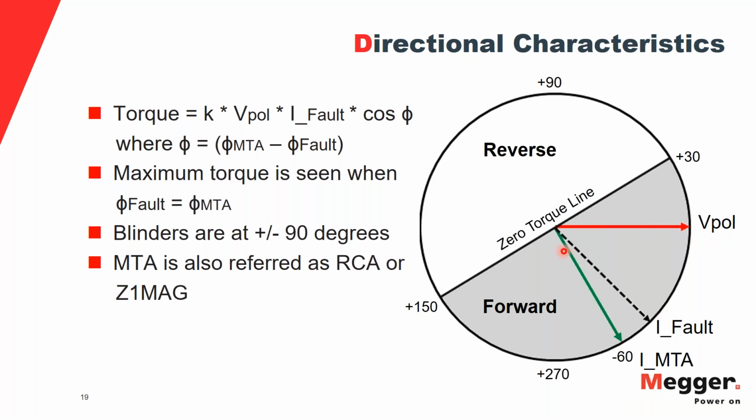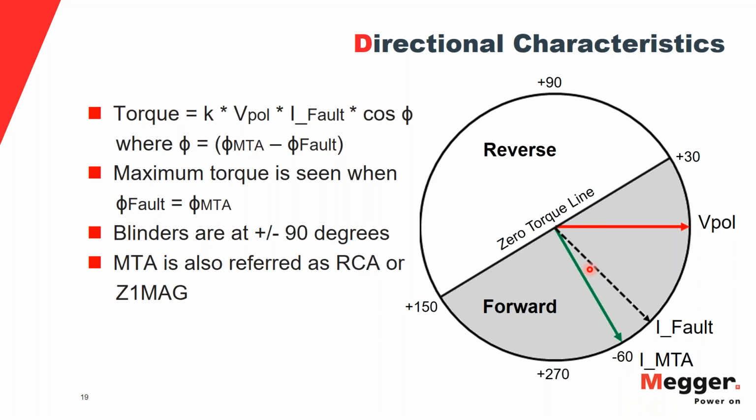So I have decided my polarizing voltage here. In this example, my fault current is somewhere here. And then there is something called the maximum torque angle in the directional world. It tells you that whenever you have a fault phase difference equal to the maximum torque angle setting in the relay, my relay would see a maximum torque. The whole idea of maximum torque comes from the electromechanical world, where I would see a maximum torque on my disk. That's what it decides. And this maximum torque is very important in deciding the characteristics, right?